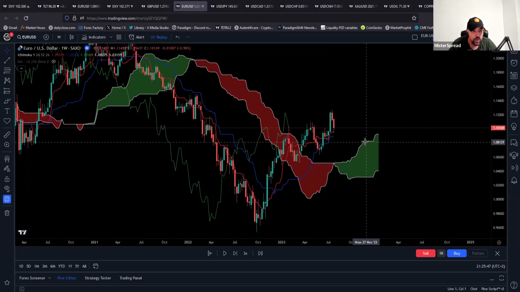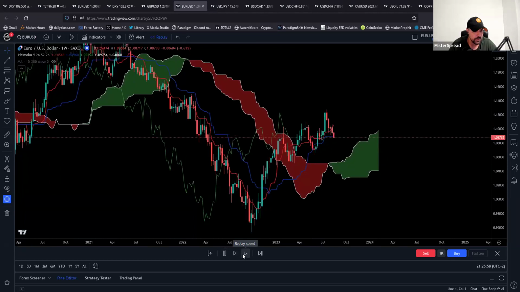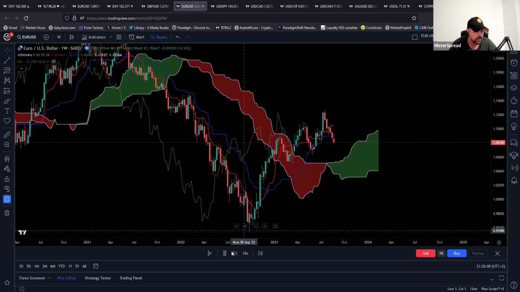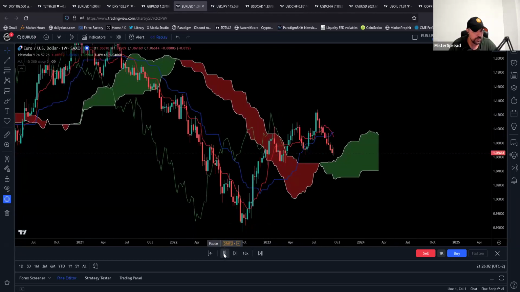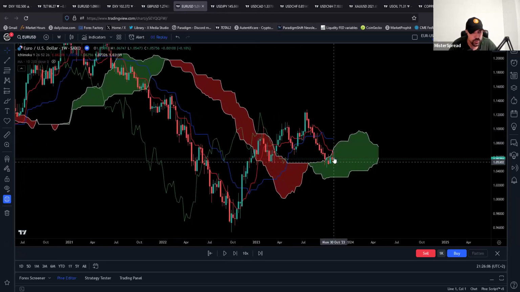And look at the width, right? Look how thick the Kumo was. But what happened since? We can see that the trend was not so powerful going forward. Let me show you. Let's put it on 10 speed. Look what happens when the price already enters the Kumo. Here there is not a clear direction anymore, okay?